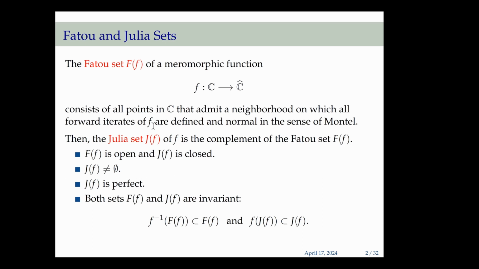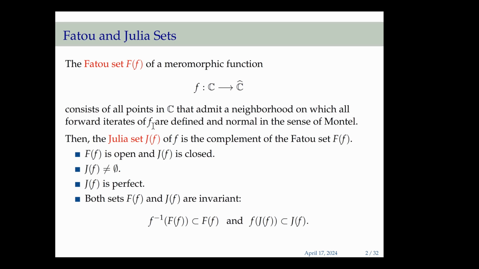If we have a meromorphic function, then I think all of you certainly know that the Fatou set consists of those points which admit some neighborhood such that the iterates form a normal family, and the Julia set is the complement of this set. So from the very definition, the Fatou set is open and the Julia set is closed. The Julia set is not empty, it is perfect, and both sets are invariant. The Fatou set is backward invariant. The Julia set is forward invariant.